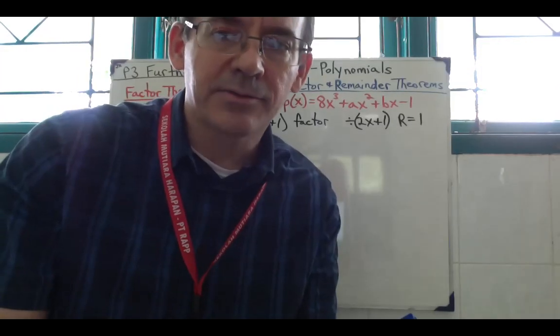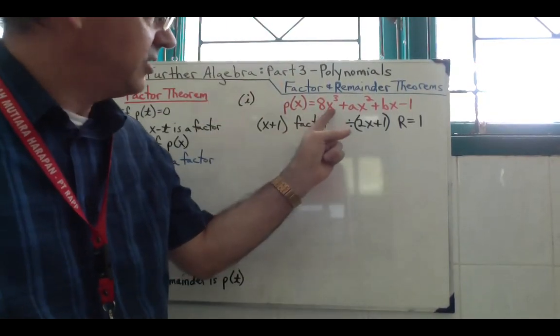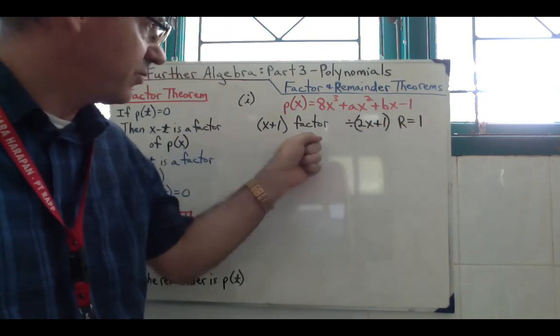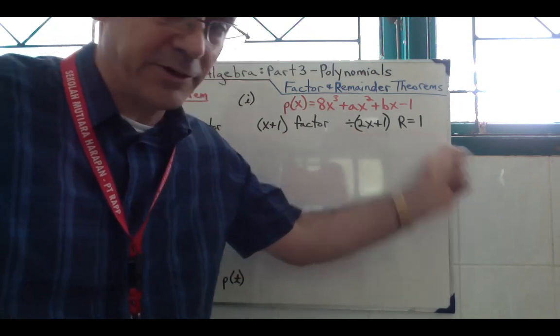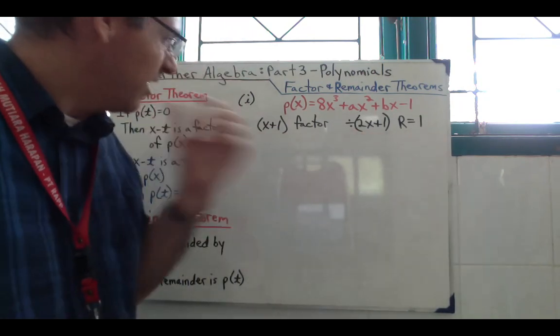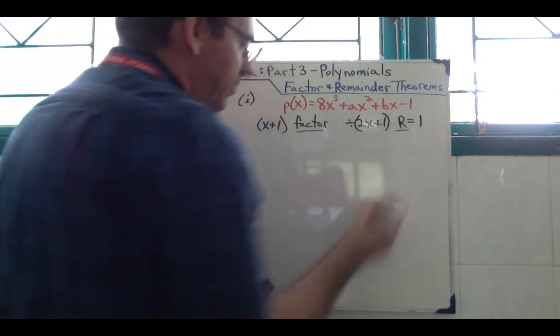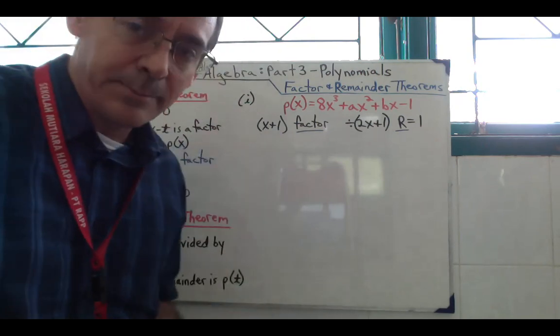So let's get back to the board. Here we see our p of x equals 8x cubed plus ax squared plus bx minus 1. x plus 1 is a factor. And when you divide by 2x plus 1, the remainder equals 1. So again, these words factor and remainder go with the factor and remainder theorem. So what does that mean?